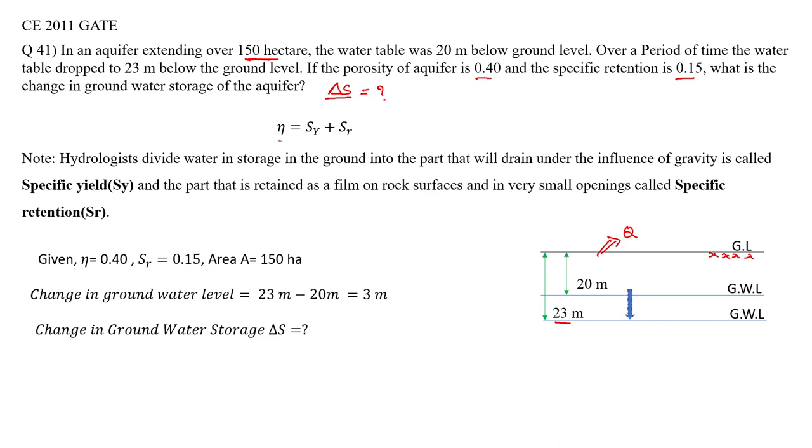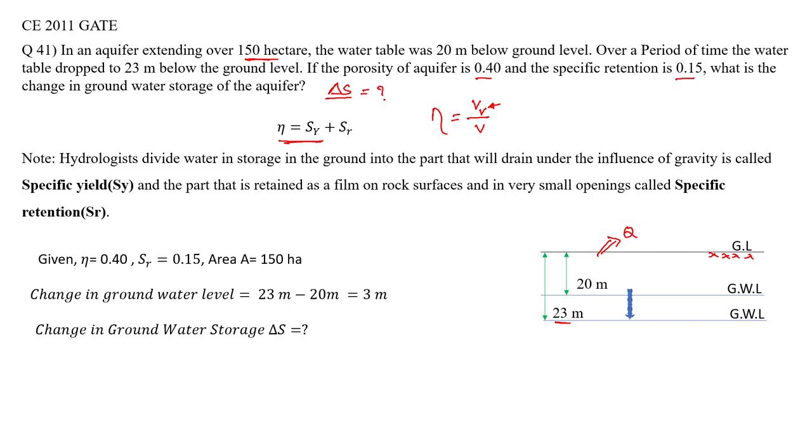The first fundamental relation is that porosity is equal to specific yield plus specific retention. All of you know porosity is nothing but volume of voids divided by the total volume. Under saturation, the maximum amount of water the aquifer can accommodate is this volume of voids only. So under saturation, all the voids will be filled with groundwater. That is the maximum it can store.